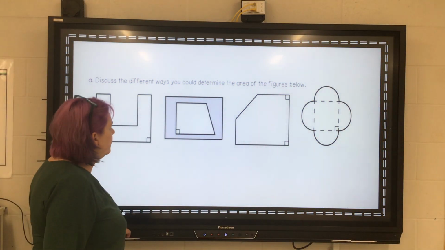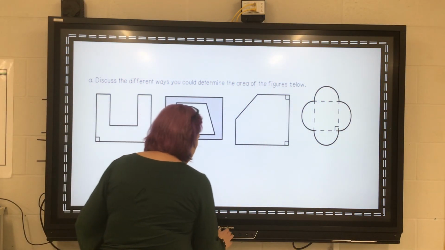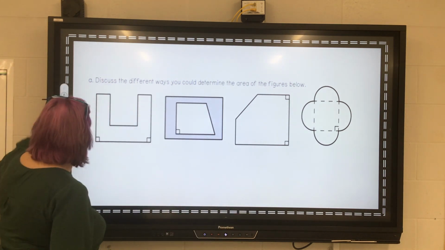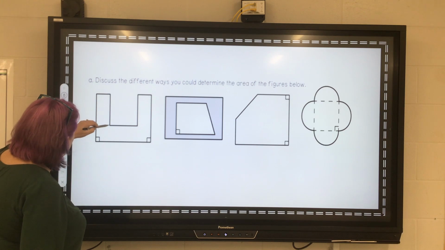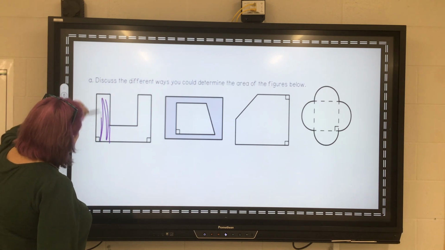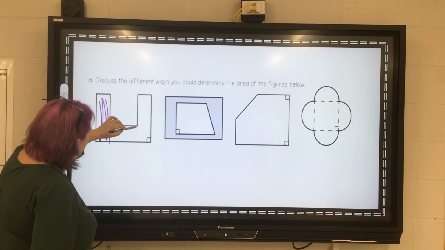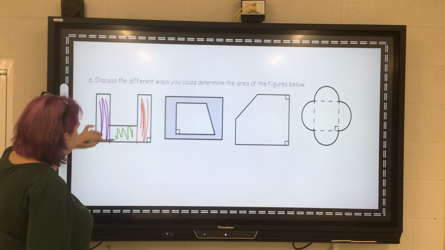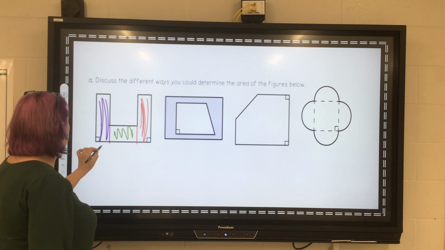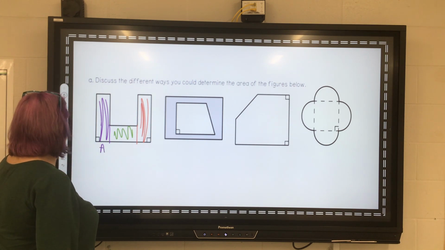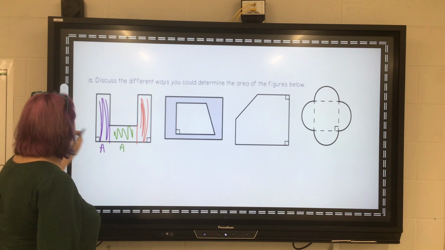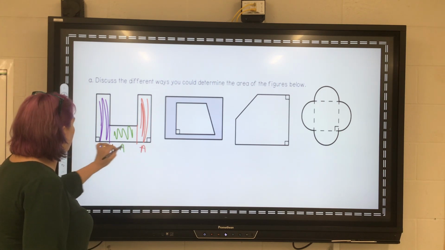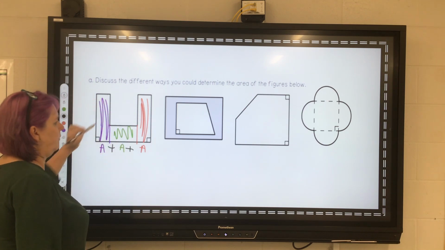These are some examples of composite figures. When you're looking at these, you want to see that if I draw a line here, I make a rectangle here. If I draw a line here, I make a rectangle here. And then I have a third rectangle here. So if I take this area plus this area plus this area, I'm going to get the whole composite shape.